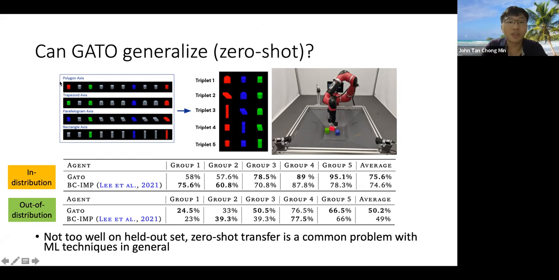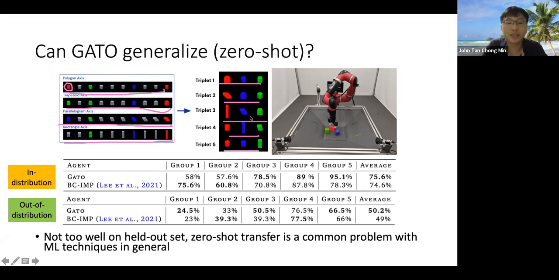So over here, we use the DM lab environment. You can see that there are a few different objects you can choose from: polygon, trapezoid, parallelogram, and rectangle. Then they basically held out 3 sets of triplets. Maybe this object has been seen before, but in this set of triplets, it's not seen before in this configuration. Out of this set of 5 held out triplets, they then evaluate whether it generalizes.